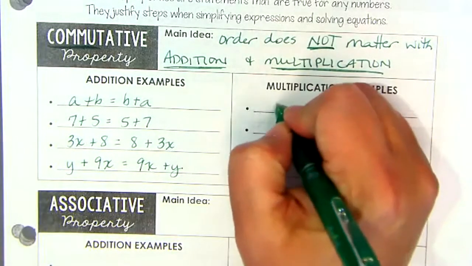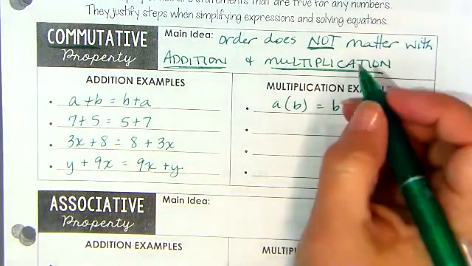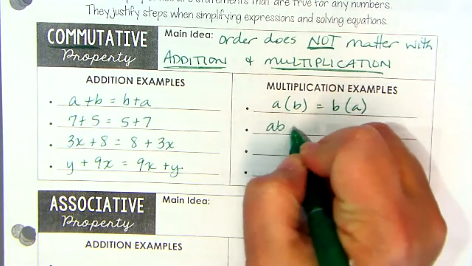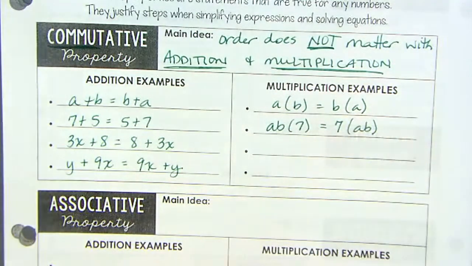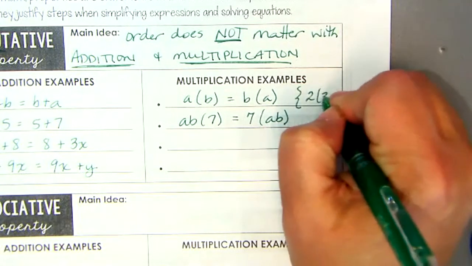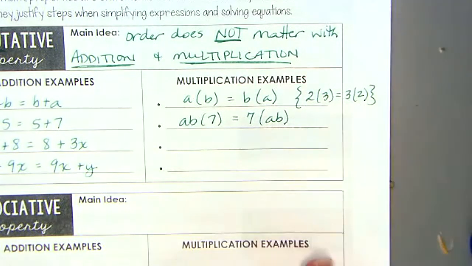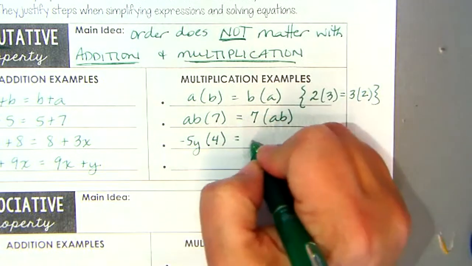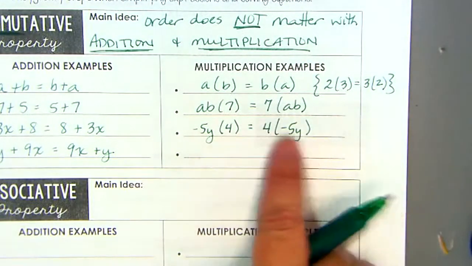Okay, multiplication. A times B is the same as B times A. We have AB times 7. That's the same as 7 times AB. Another example here could be 2 times 3 is the same as 3 times 2. Notice they both end up with an answer of 6. I have negative 5y times 4. That's the same as 4 times negative 5y. Notice my multiplication is being shown by parentheses.